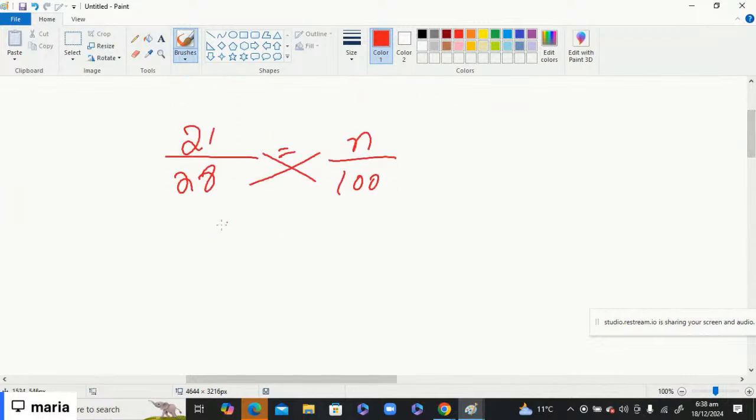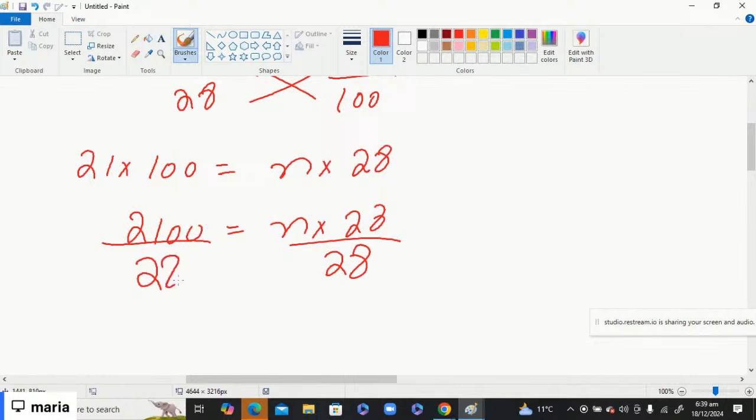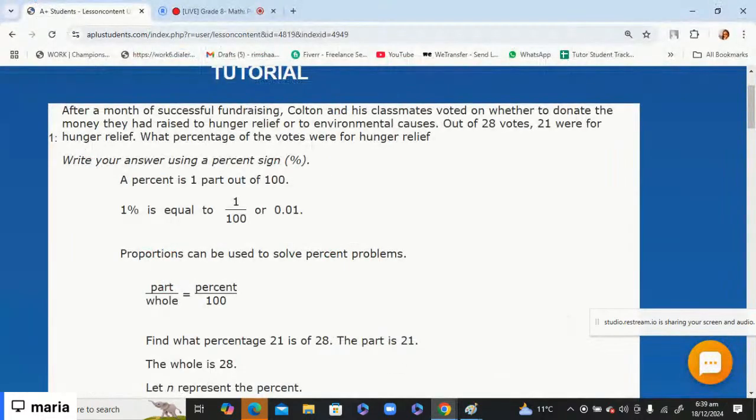Same method, cross multiply: 21 times 100 equals n times 28. So this becomes 2100 equals n times 28, dividing by 28 on both sides. So your value of n is just dividing, and then write your answer. Okay.